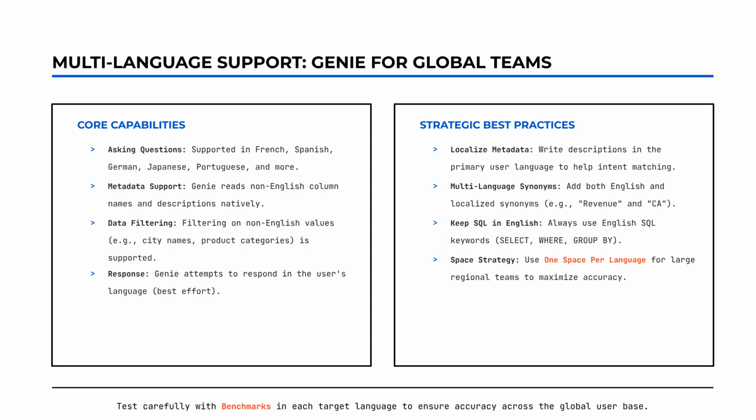To maximize accuracy, localize your column descriptions and knowledge store instructions in the primary language of your users. Add multilingual synonyms where needed. For large regional teams, consider creating dedicated spaces per language. Always test your benchmark questions in each target language to ensure consistent performance across your global workforce.